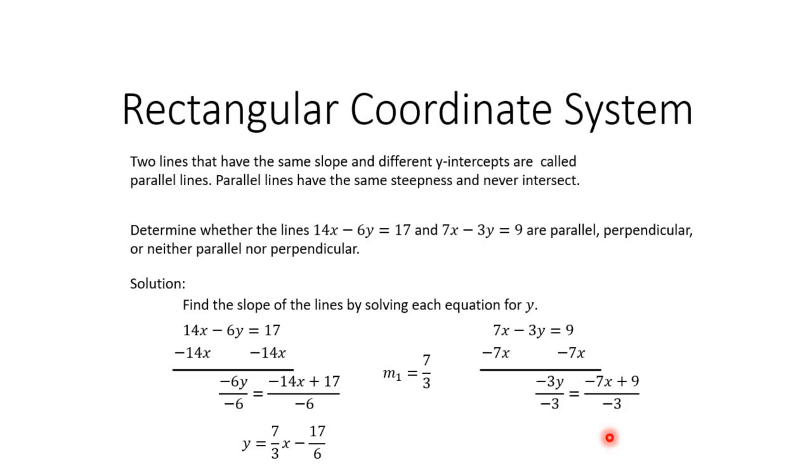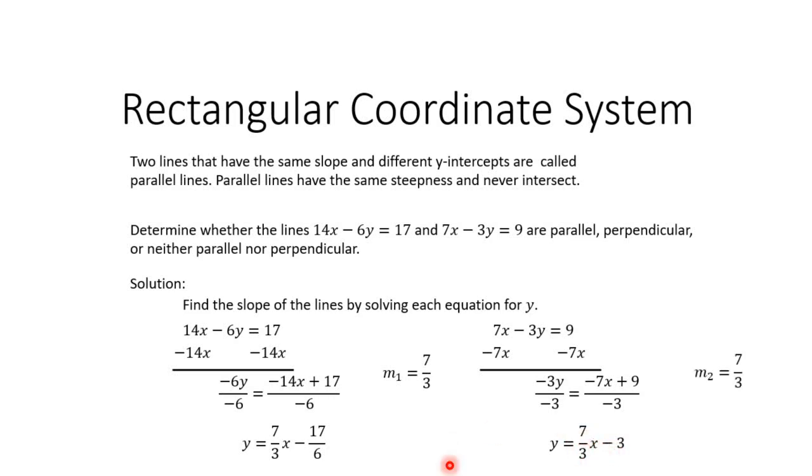Negative 3 divided by negative 3 just leaves me y on the left. And then negative 7x over negative 3 gives me positive 7/3, because negative divided by negative is positive. And then 9 divided by negative 3, that's negative 9 over 3, which is just negative 3. So I have the slope of the second equation to also be 7 over 3.